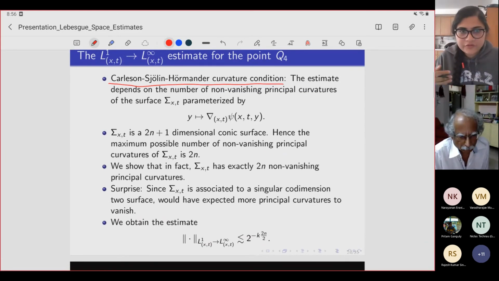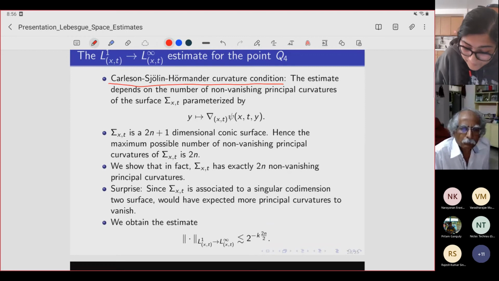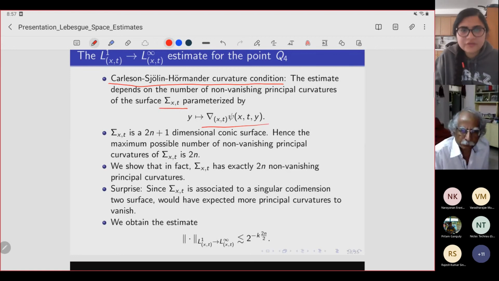So this theory basically says that the decay you get for the L1 to L infinity estimate, the gain you get, depends on the number of non-vanishing principal curvatures of this surface sigma x,t, which is parameterized by the gradient of the phase function in the variables x and t, for fixed x and t.